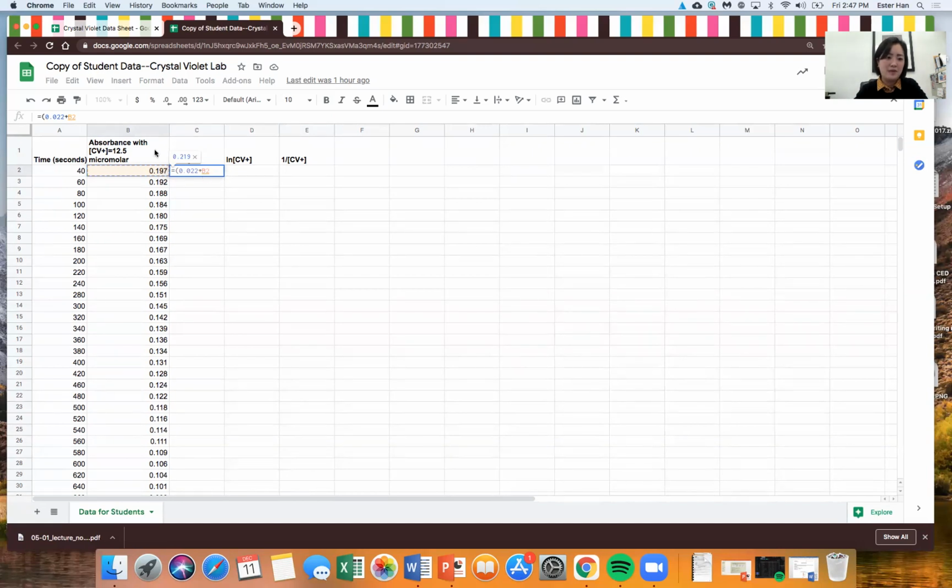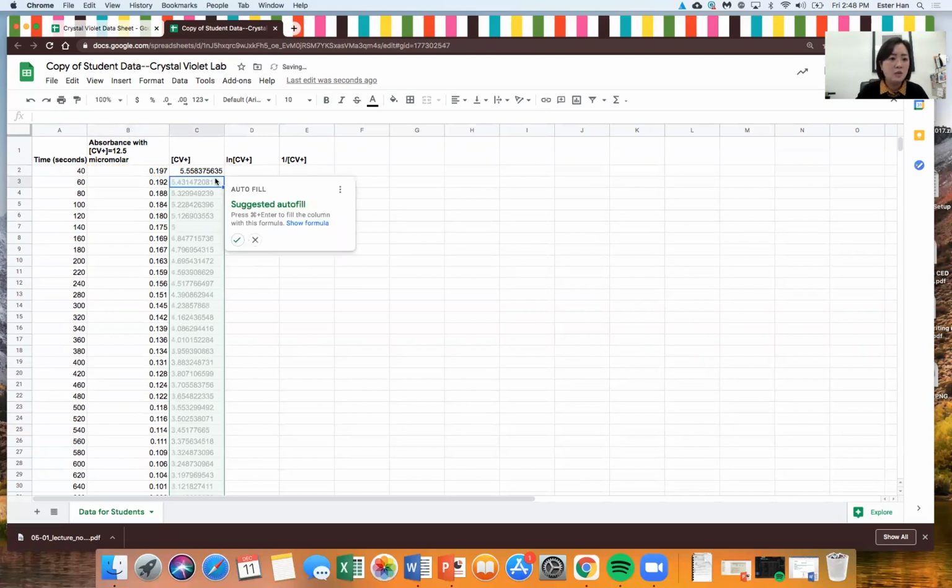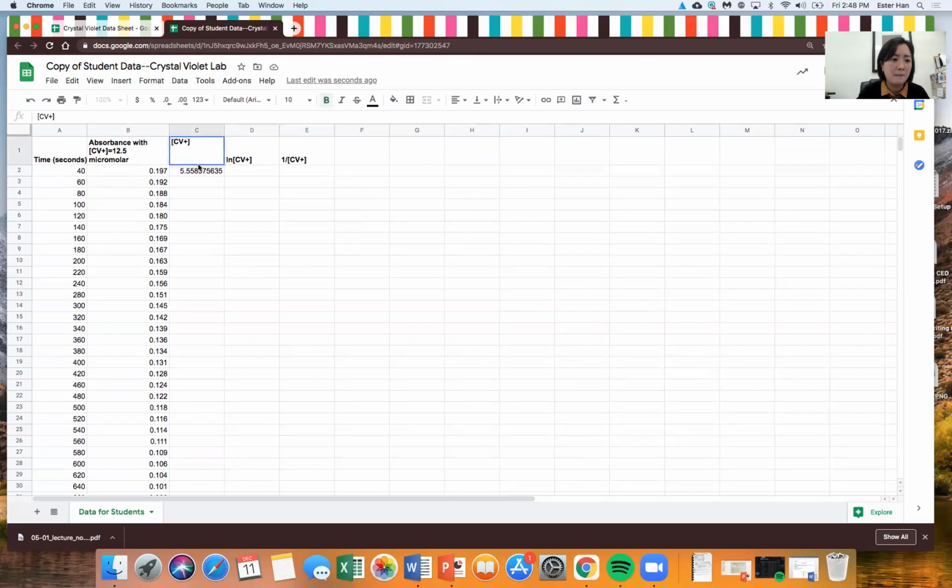You could also type in the cell, this is B2, right? So you could just click on B2 or you could just write B2. We're going to close the parentheses and I'm going to divide this by 0.0394 and hit enter over here, okay? And when you do, what you should see on Google Sheets is the calculated value for the concentration of crystal violet. Keep in mind too, that the number you're seeing is not 5.55 molarity, it's 5.55 times 10 to the -6 molarity, because we're looking at micromolar for everything.